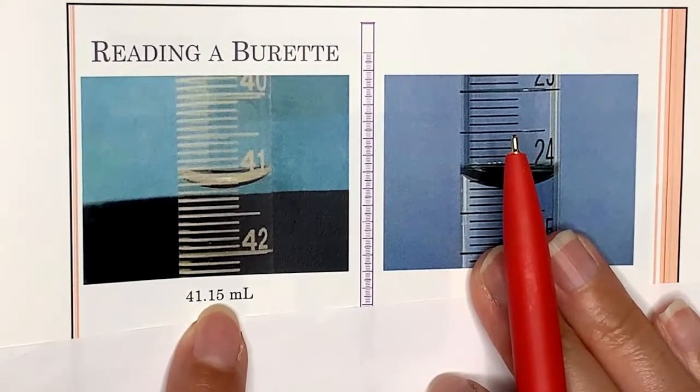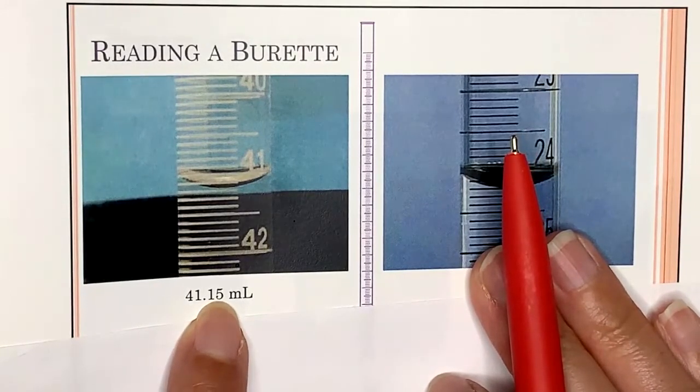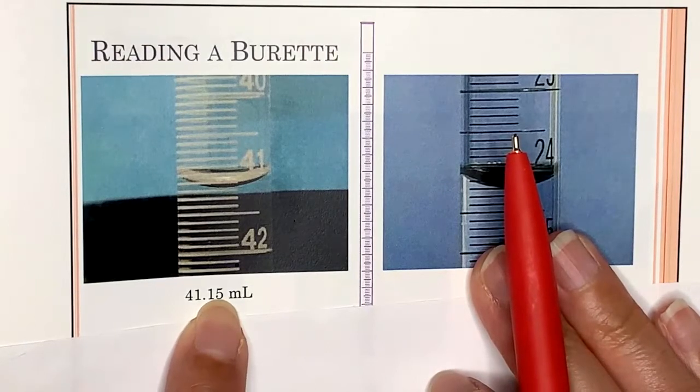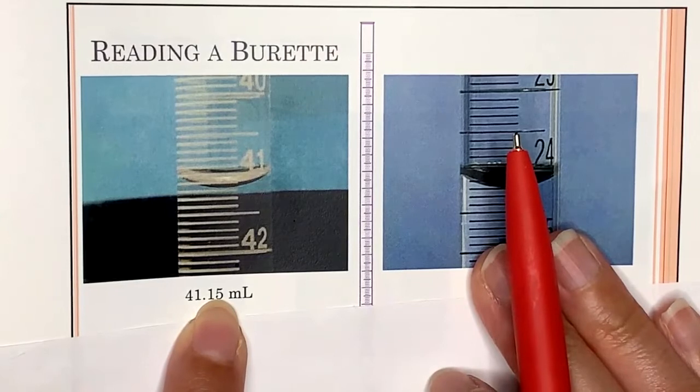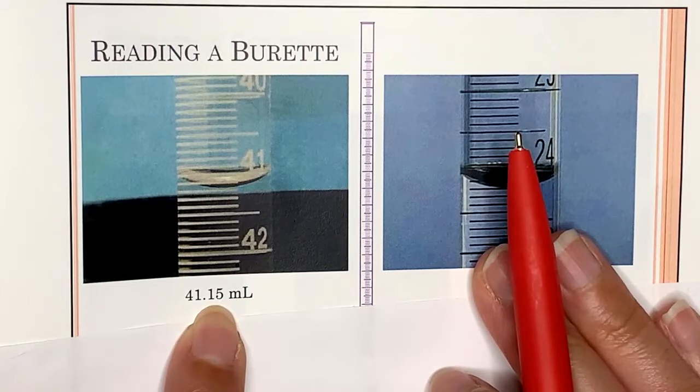Now, this is where the number in the second decimal place varies a little bit because of reading. It's subjective from person to person. And when you read a burette, make sure you are at eye level. Anytime you read any volume, make sure your eye is at the same level as the lower meniscus. So you can estimate this to be 41.15. Someone else might say it's 41.17 or 41.18. Doesn't matter as long as it's in that range. Between 41.1 and 41.2.